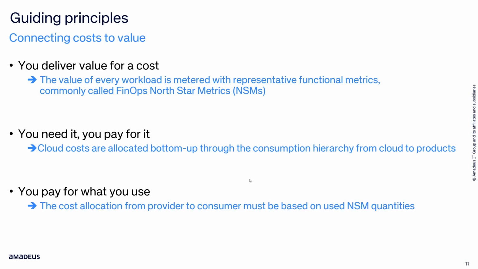Last, the cost allocation from a provider to a consumer should not be arbitrary, but based on consumer usage, because the consumer should be able to optimize its cost by optimizing its usage. How is measured the usage of a provider service? As previously said, the value delivered by a service is metered with the FinOps NSM. So this FinOps NSM should be used to meter the service usage by its consumer and to allocate the service cost to its consumers.